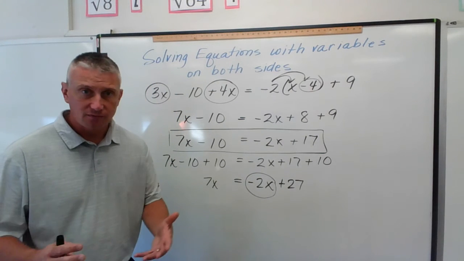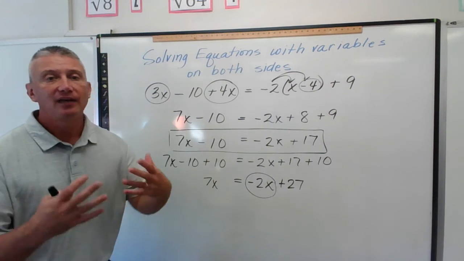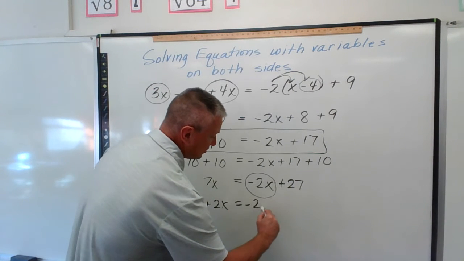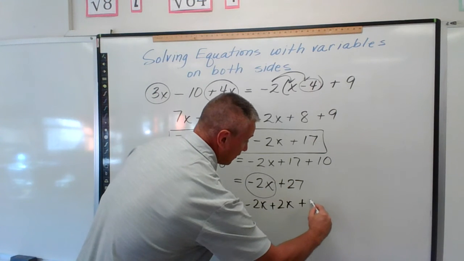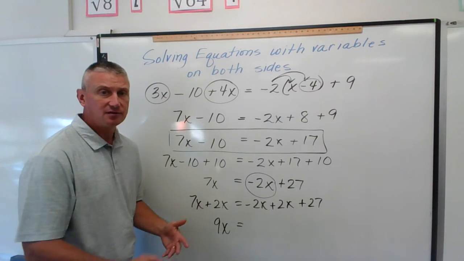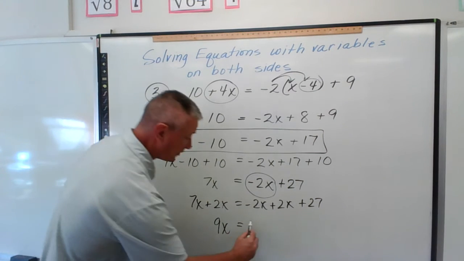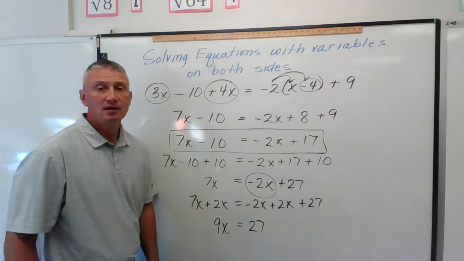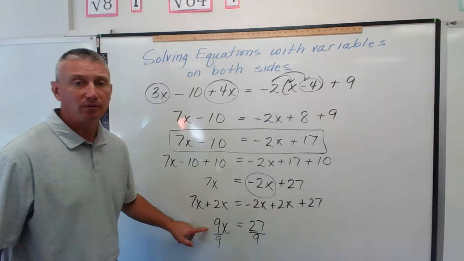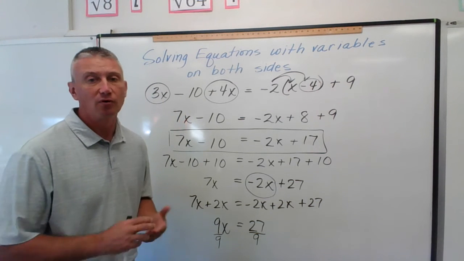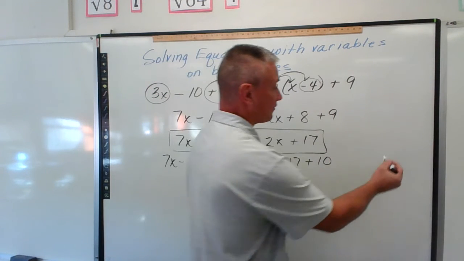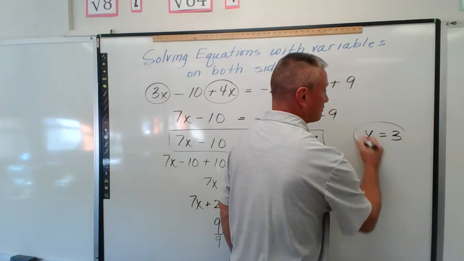So in order to undo minus 2x, I have to add 2x to both sides. If I add 2x to this side and 2x to this side, I am left with 9x over here. And over here, the negative 2x and the positive 2x cancel out, so I get 27. If I divide both sides by 9, because we have to undo the multiplication by doing division and get the variable all by itself, we will know that x equals 3. I'm going to place that over here for you. So our final answer was just x equals 3.